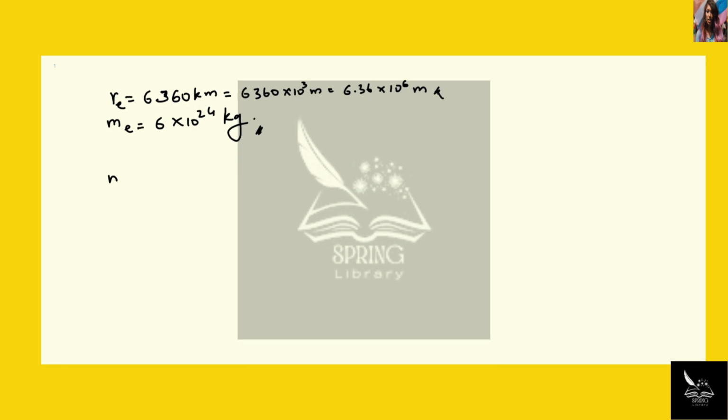Now, let's go to our new planet. Our new planet has a mass 5.5 times that of Earth. Hence, its mass would be 5.5 multiplied by ME, which is 5.5 multiplied by 6 into 10 power 24 kilograms, which turns out to be 33 into 10 power 24 kilograms.